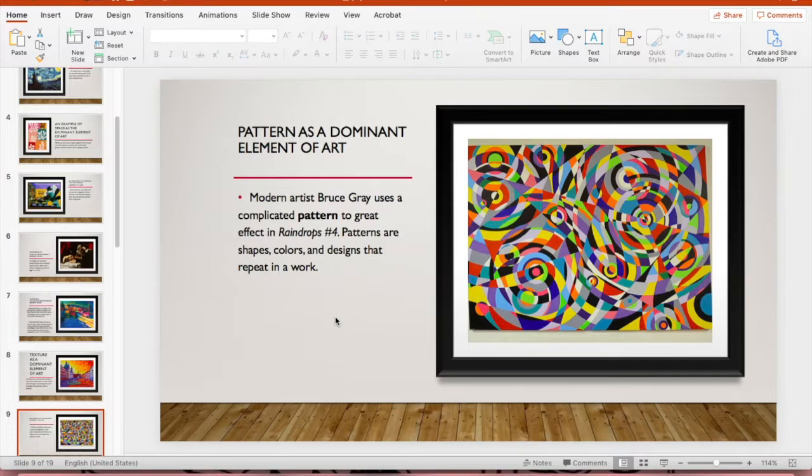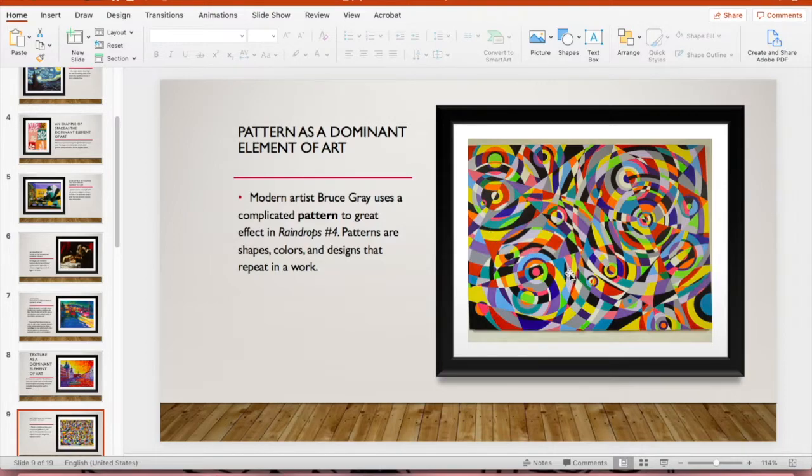But it's different when we're discussing a piece of art. You need to explain maybe what a pattern is. So you could say, well, patterns are shapes or colors or designs that repeat. And the way Bruce Gray does this is to repeat these circular shapes, and they create the pattern. Okay, so talk about how the pattern is created with these circles, and the repeating colors like red and yellow. You would describe those things.